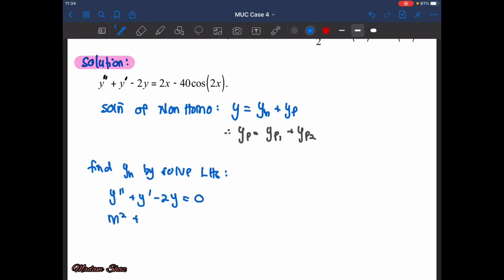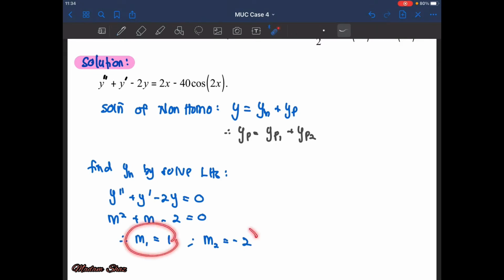m squared plus m minus 2 is equal to 0. And then by using a calculator, your m will become m1 is equal to 1 and m2 is equal to negative 2. So we have different roots here. Therefore, the solution for yh is equal to a exponent x plus b exponent negative 2x. So this is our solution for yh.